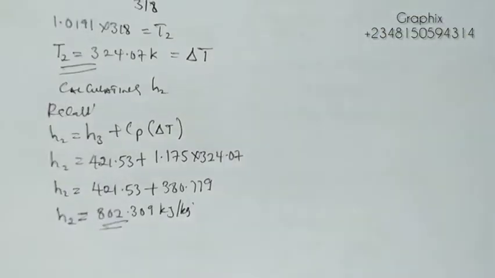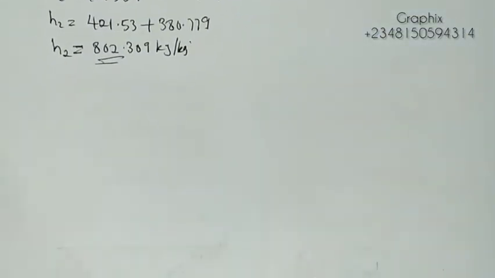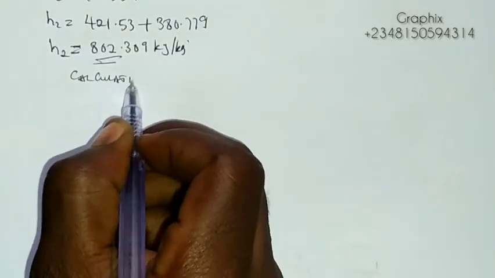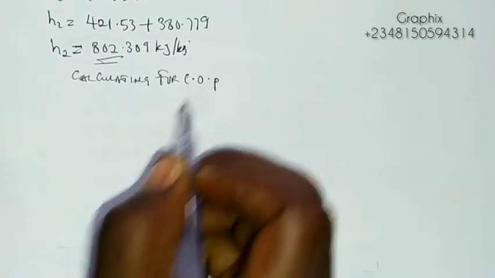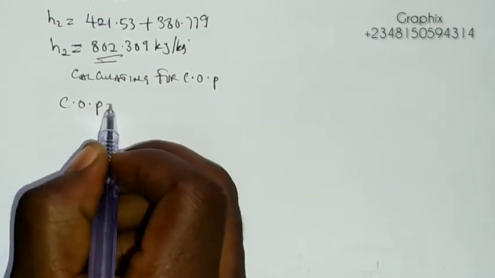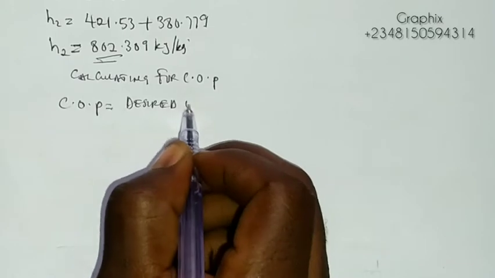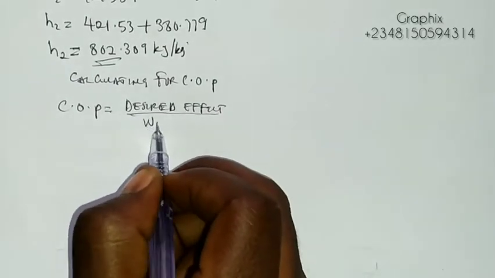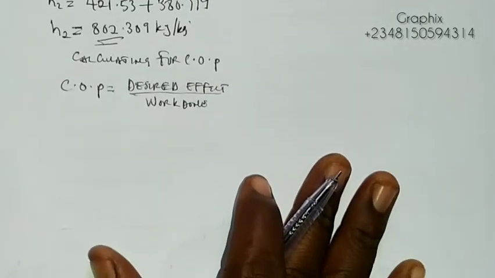Now we move forward. The next thing we'll calculate is our COP, the coefficient of performance. The coefficient of performance COP is equal to the desired effect all over the work done. So from here, what is the desired effect?